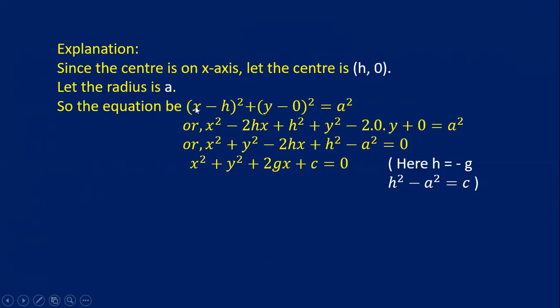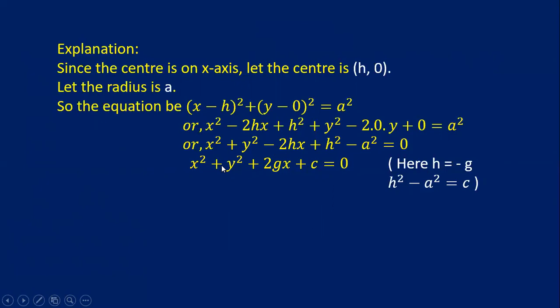Then what is the equation? (x minus h) whole square plus (y minus k) whole square is equal to radius square. Use the formula (a minus b) whole square, and finally we get x square plus y square minus 2hx plus h square minus a square. This is a constant term, this is also a constant term, so totally consider it as c. And to transfer this equation into the g, f form, we put g is equal to minus h.